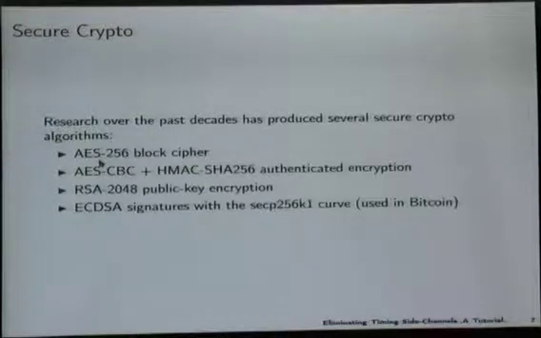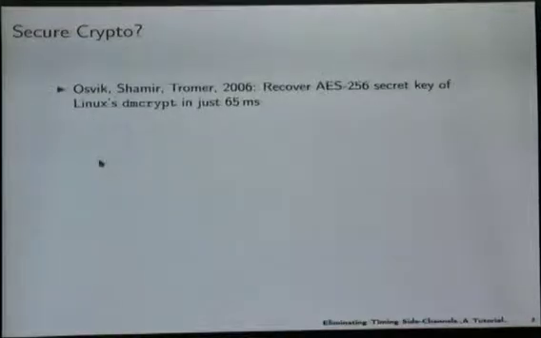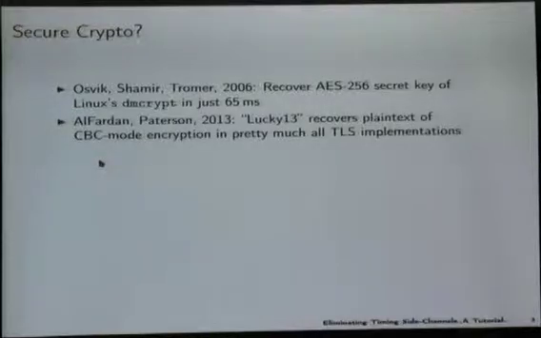But the reason that I'm listing those is the next slide, because Dan was already mentioning yesterday that AES-256, this pretty high security block cipher, in an implementation in Linux, the dm-crypt hard drive encryption, was broken in 2006 in just 65 milliseconds by Osvik, Shamir, and Tromer. They managed to recover the secret key, 256-bit, high security. In 2013, there was this attack named Lucky 13, which broke CBC mode encryption together with authentication in the way that it was used in TLS in pretty much all TLS implementations. Now, they didn't get the key, they recovered plaintext, but that's bad enough.